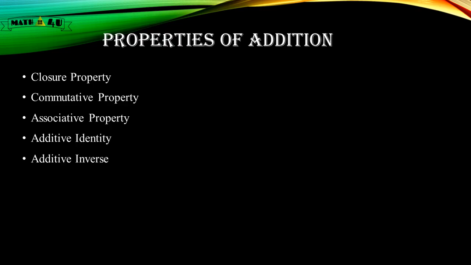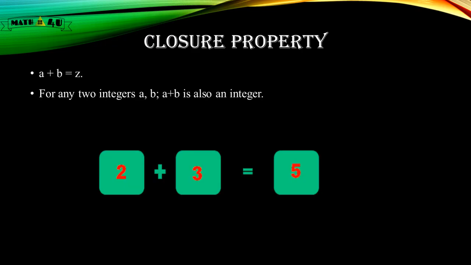Properties of integers under addition: closure property, commutative property, associative property, additive identity, additive inverse. Now let us discuss all these properties one by one. Closure property: for any two integers a and b, a + b is also an integer. 2 is an integer, 3 is an integer, 2 + 3 equals 5. 5 is also an integer.